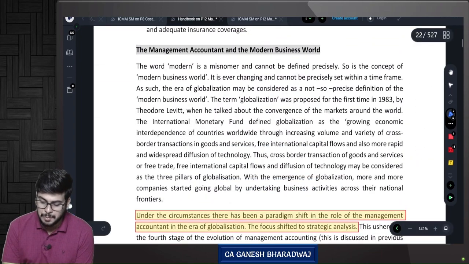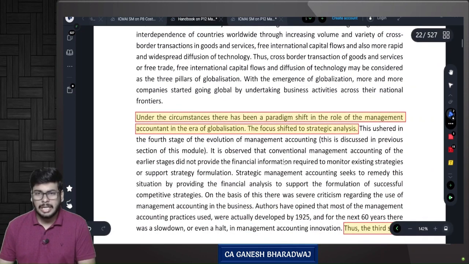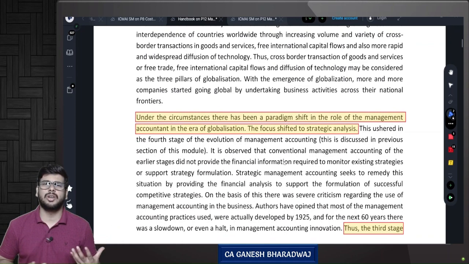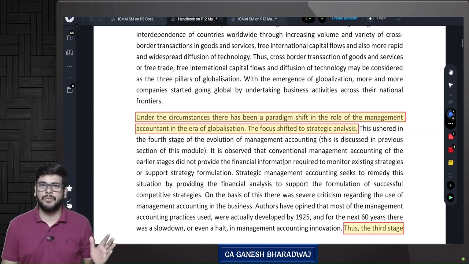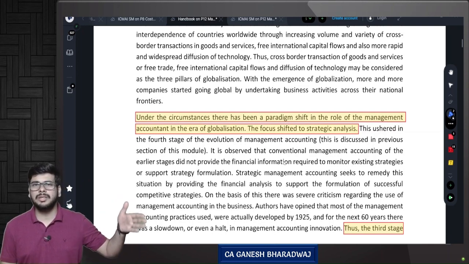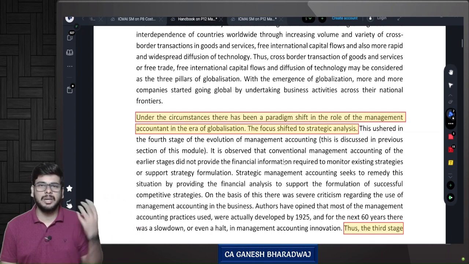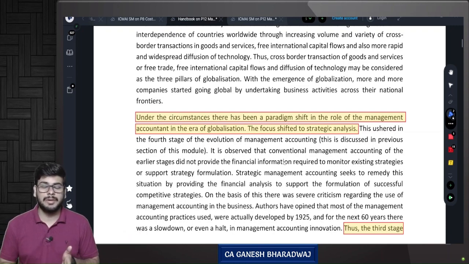Now, the management accountant and the modern business world. So they have just mentioned here. So now you know that there have been a lot of changes, technological advancements. It is not the same as it used to be before. Even the internet that we use today, maybe 25, 30 years back, no one would have even heard about this word called internet. Correct? Just 20, 25 years back. Just imagine. That is the kind of world we are living in.